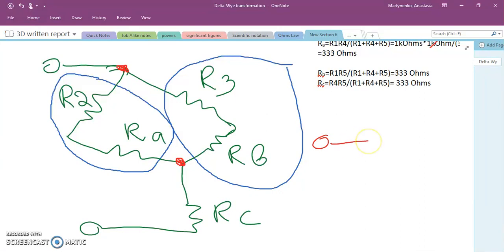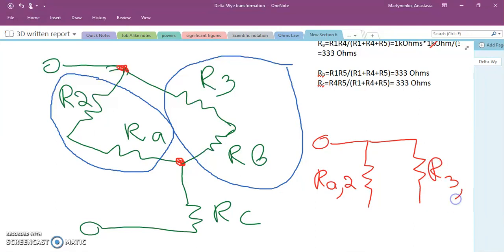I'm going to have my voltage connector. Then my branch number 1 is going to consist of RA and R2, because they're in series, right? And this is all in parallel with my second branch, which is going to be R3 and RB. And then I have one last resistor over here. This is just RC. Guys, you know how to solve this. We have just done the whole lecture on this, right?